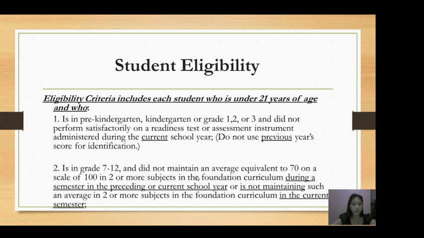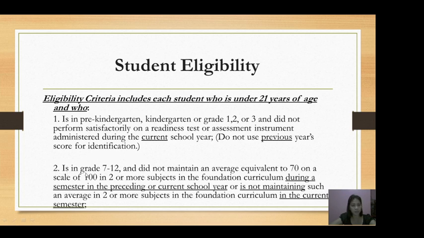So these are the student eligibility criteria in applying the compensatory education. The eligibility criteria include each student who is under 21 years of age and who: 1. Is in pre-kindergarten, kindergarten, or grade 1, 2, 3 and did not perform satisfactorily on the readiness test assessment instrument administered during the current school year. So we're not going to use the previous year's score for identification.